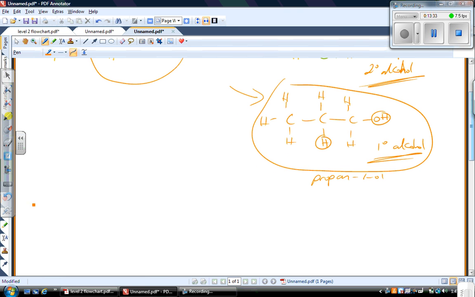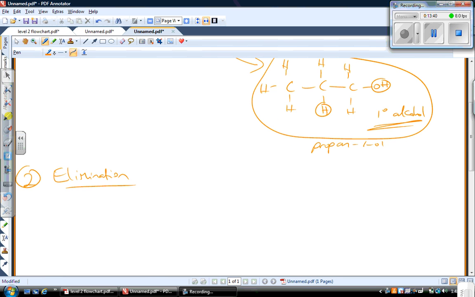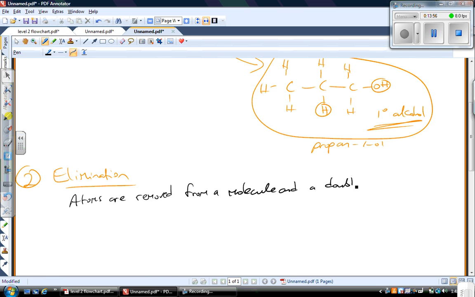Okay, so elimination reactions is the second type of reaction we want to take a look at. Elimination. Okay, so an elimination reaction, by definition, atoms are removed from a molecule, and a double bond forms. So with elimination reactions, you're always going to form a double bond at the end of it, and this will result in alkenes being formed, essentially.